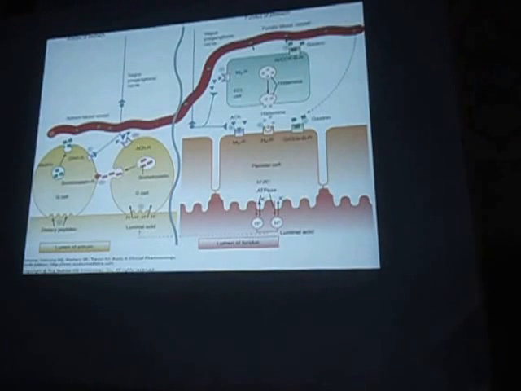So we have our vagus nerve here. You can see the postganglionic fibers of the vagus nerve. They release acetylcholine, and once the acetylcholine is released, it acts on the parietal cells. It can also act on the ECL or enterochromaffin-like cells, where it releases histamine. You can also see that it acts on the G cells and D cells.